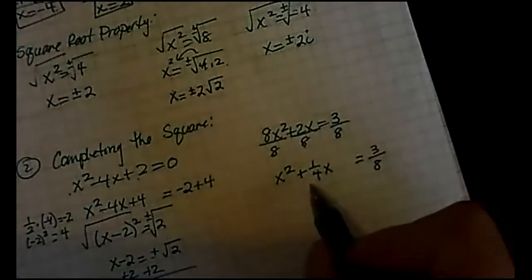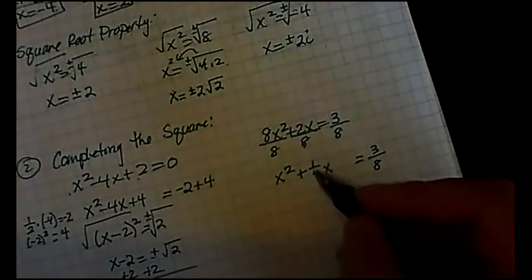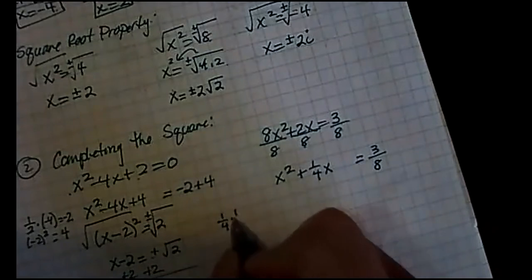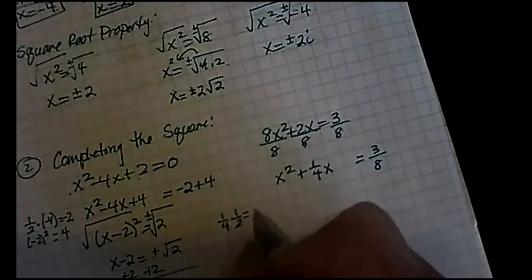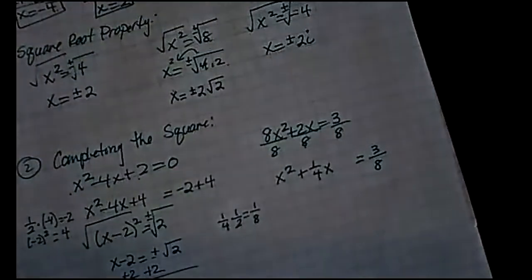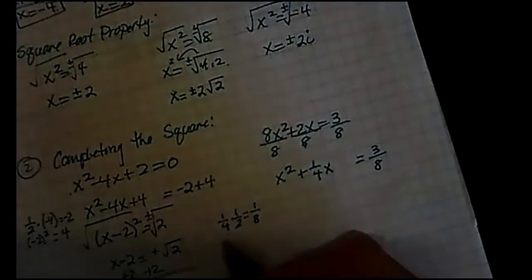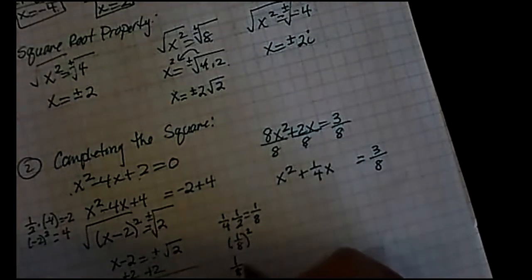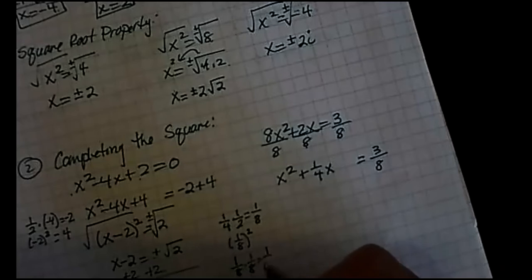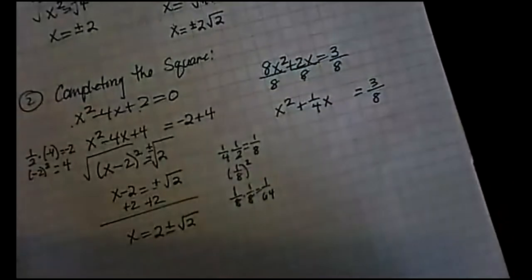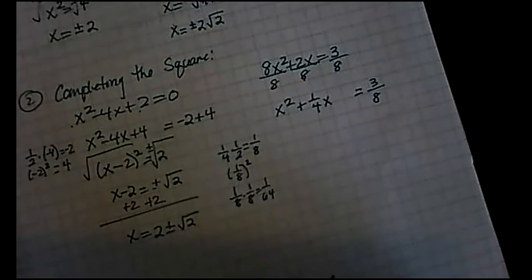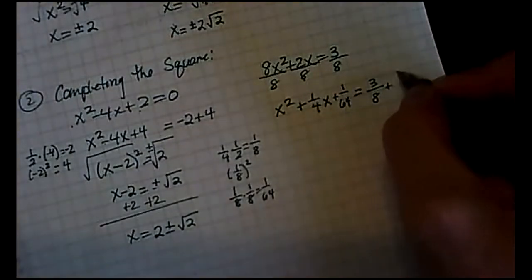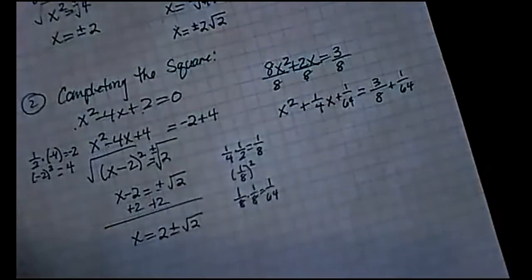All right, so we're going to have to take half this term, but you can do that. So 1/4 times 1/2. What's a half of a fourth? Just multiply straight across, it's 1/8. That's 1/2 of a fourth. And then I have to square it. So what is 1/8 times 1/8? 1/64. So that's what we're going to put right here, 1/64. And then I have to also do 1/64 there.